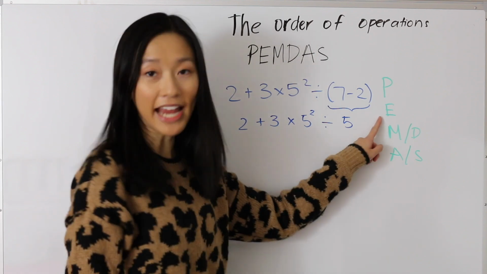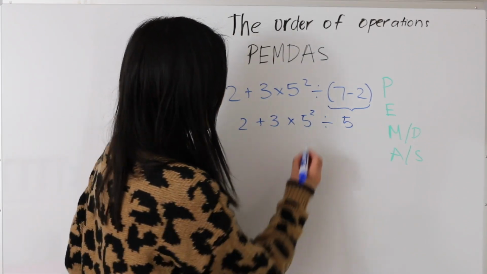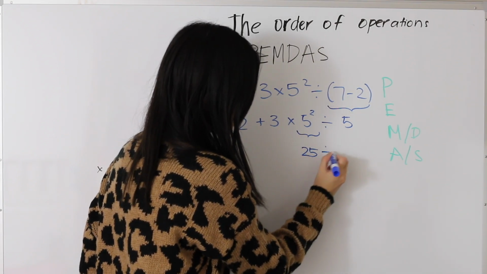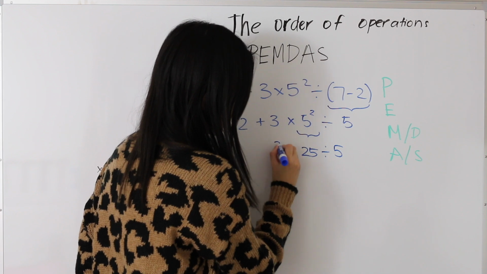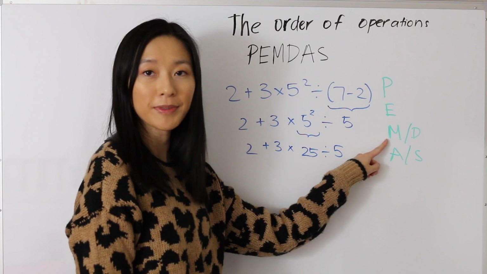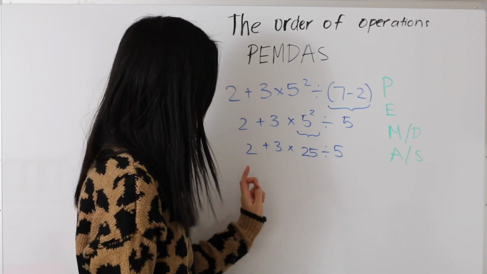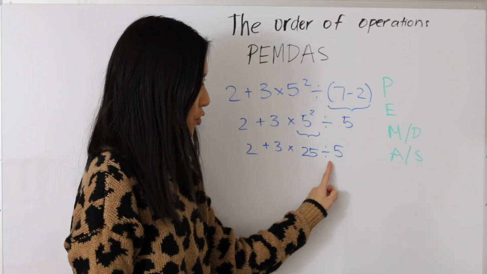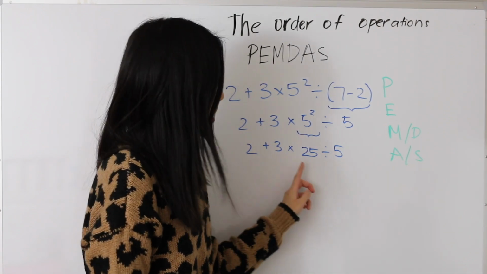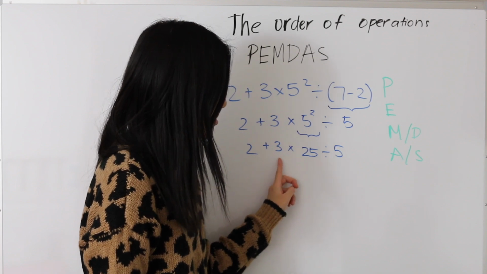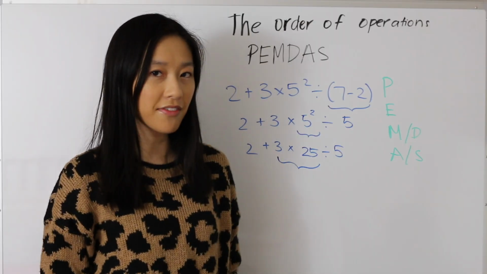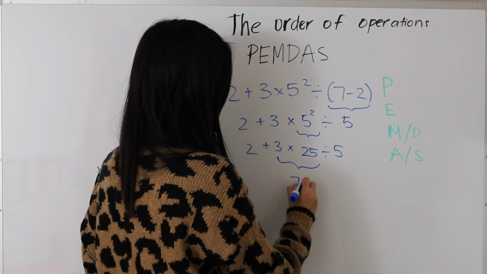The next step is to look for any exponents we may have. Take a look here, and we have an exponent right there. So 5 squared is 25. After exponents, we look for multiplication and division. The multiplication and division are of equal priority, so we always evaluate them from left to right. So here we have 3 times 25, and 3 times 25 is 75.